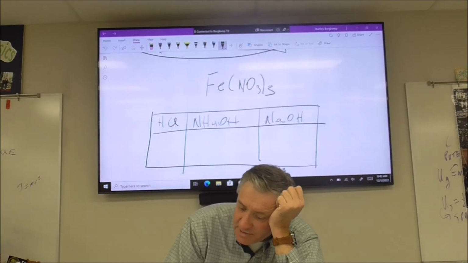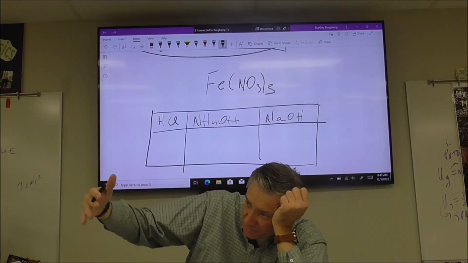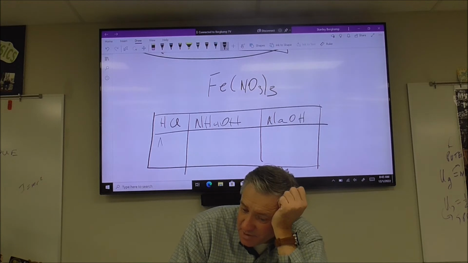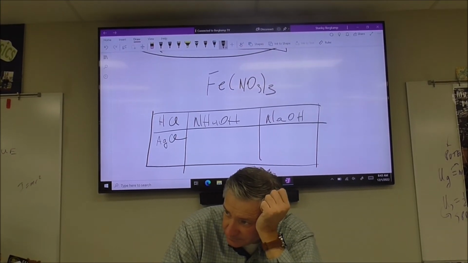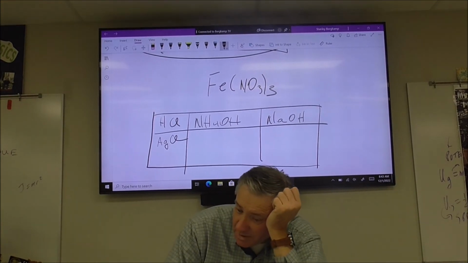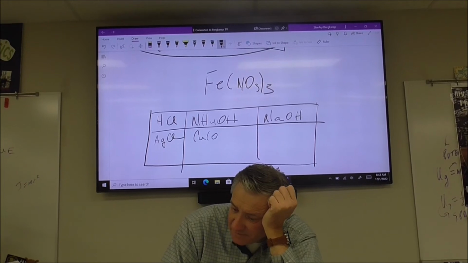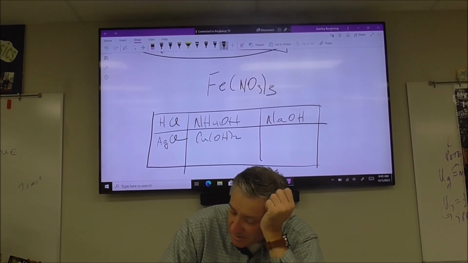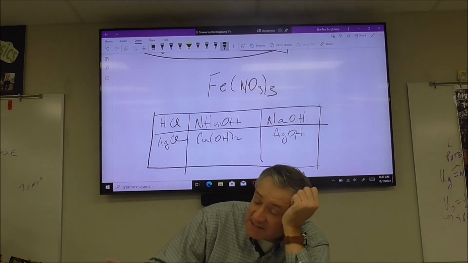Underneath there, you're going to list anything that formed a precipitate or made something new. So like under the hydrochloric acid, for example, you made a precipitate of silver chloride. Underneath the ammonium hydroxide, you should have made the precipitate of copper hydroxide. Underneath the sodium hydroxide, you would have made a precipitate of AgOH. Now, that isn't the complete list.